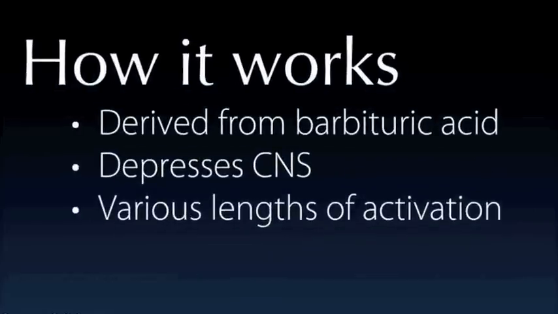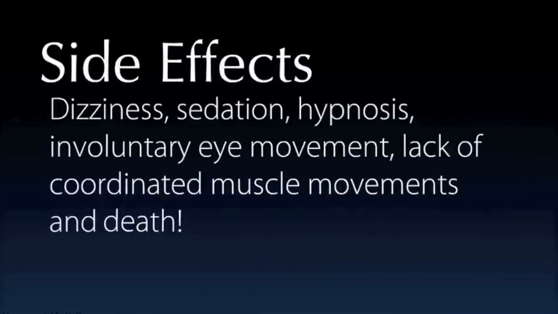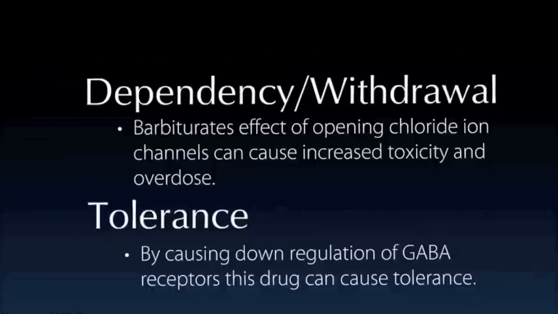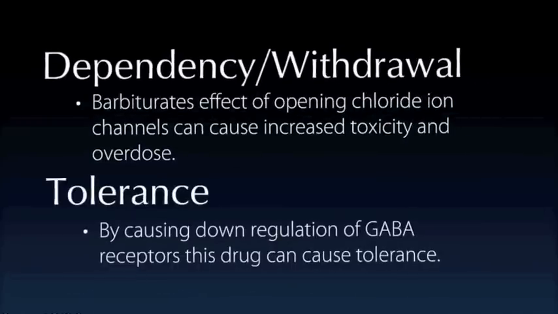Barbiturates act to depress the central nervous system and are often grouped into short-acting, intermediate, or long-acting, as each group is used for different purposes. For example, short-acting barbiturates are used in general anesthesia, as this group allows the anesthesiologist greater control. Side effects of using barbiturates as a sleep aid include dizziness, involuntary eye movement, lack of coordination, and death. Some examples of barbiturates used as sleep aids include phenobarbital and thiopental.